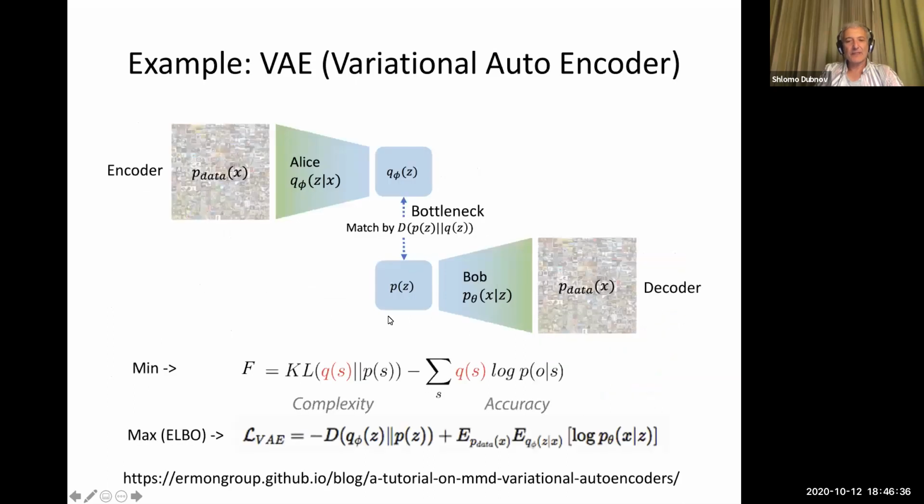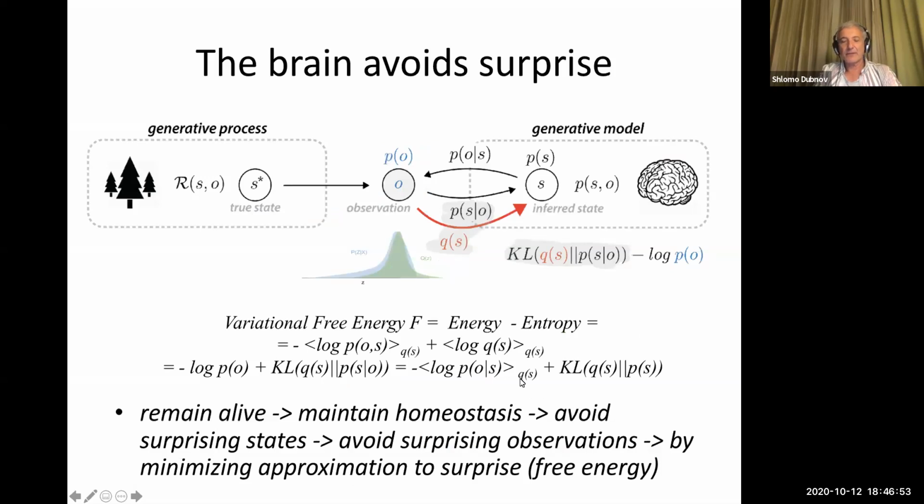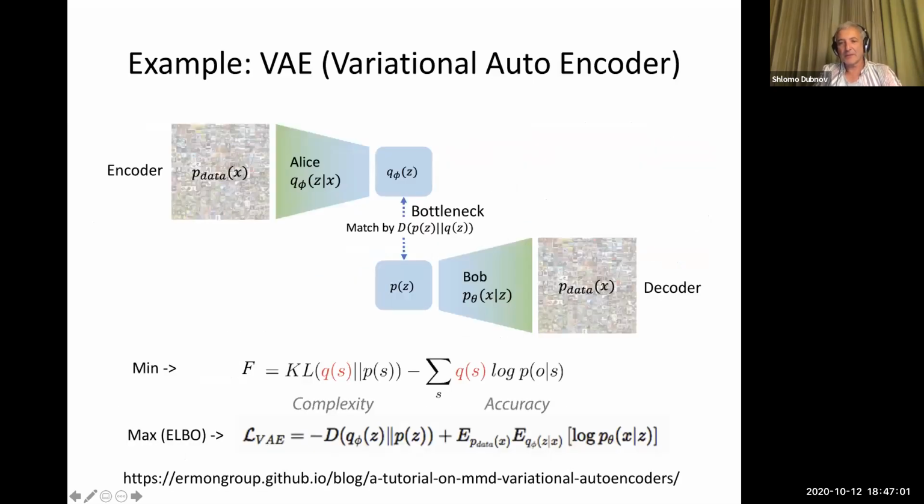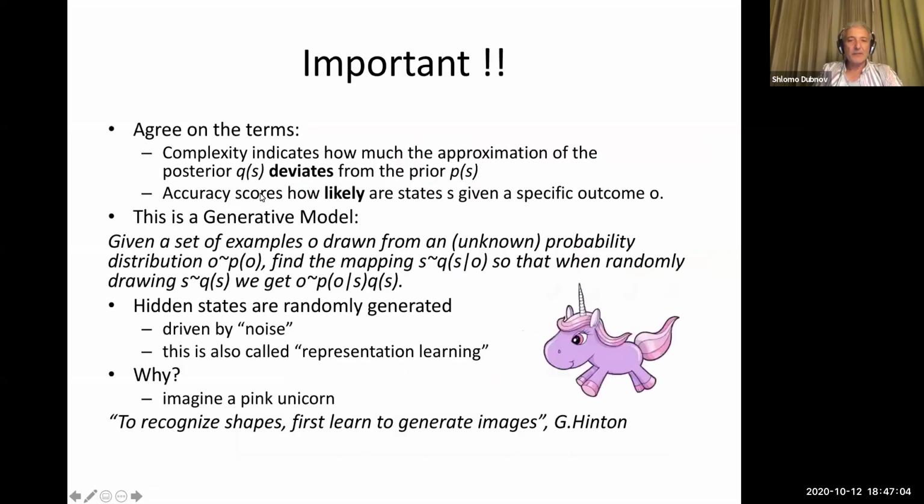So if we use this analogy of complexity and accuracy this time, we kind of left this energy and entropy. We can call this also accuracy minus complexity. It really depends. They're all different ways of writing down the same goal of avoiding surprise by approximating it with another machine that can imagine, basically. So if we want to think about it this way, complexity indicates how much our approximation of the posterior, which means the hidden state, deviates. So latent state, hidden state is sometimes called posterior.